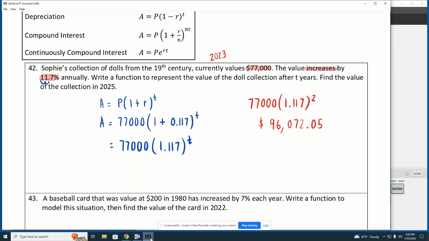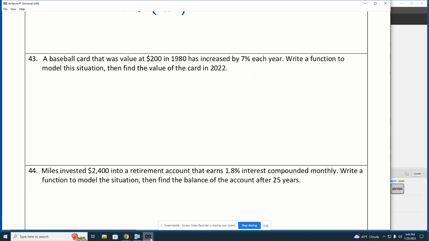Okay, let's go back to our paper. That answers both of those questions, so we can move along. 43. A baseball card that was valued at $200 in 1980 has increased by 7%. Write a function to model this situation, and then find the value of the card in 2022. All right, so look at all the things. One, they want us to write the equation. So it was $200 increased by 7% each year.